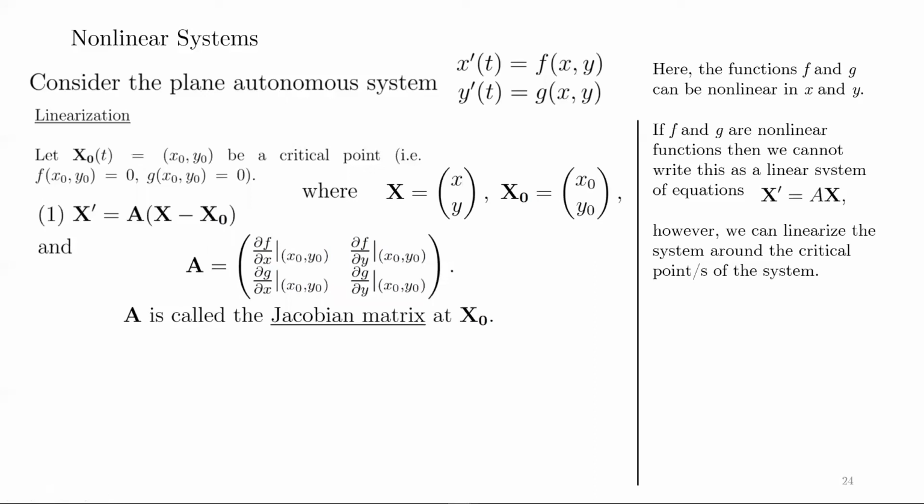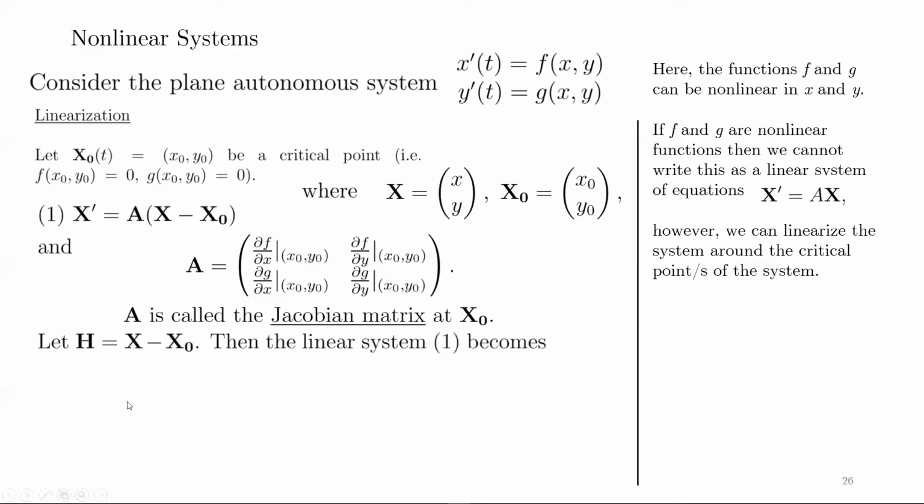So this is a really important matrix that comes up a lot in dynamical systems, the Jacobian matrix. Again, just pointing out that these partial derivatives are all evaluated at the critical point x naught.